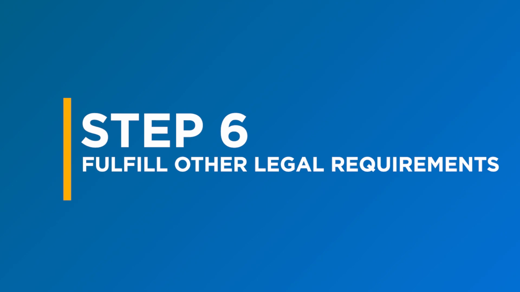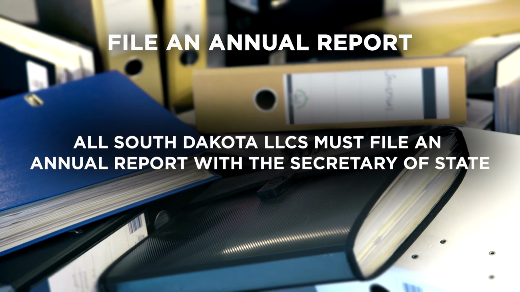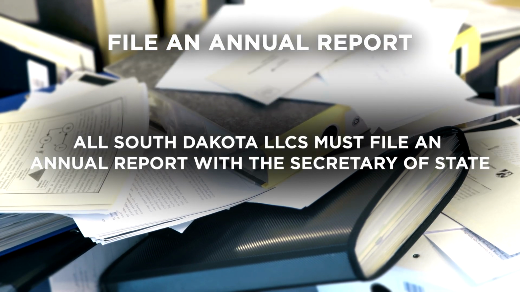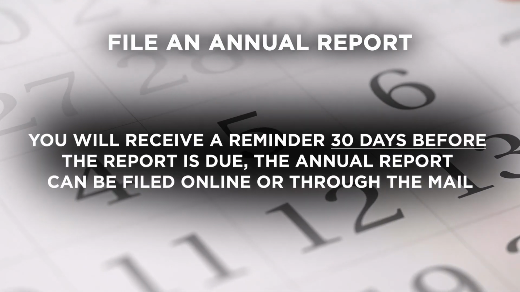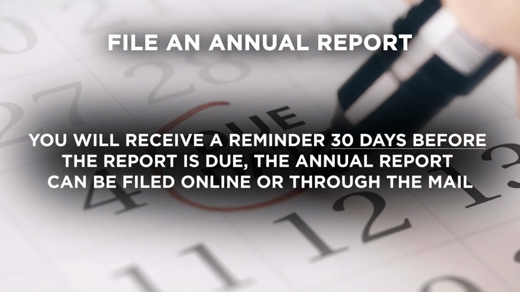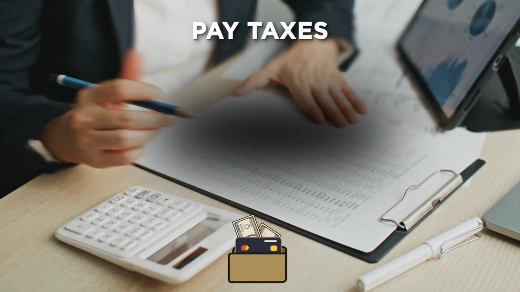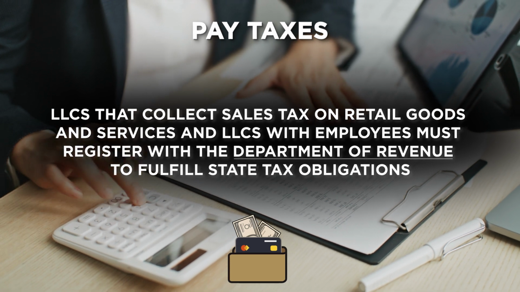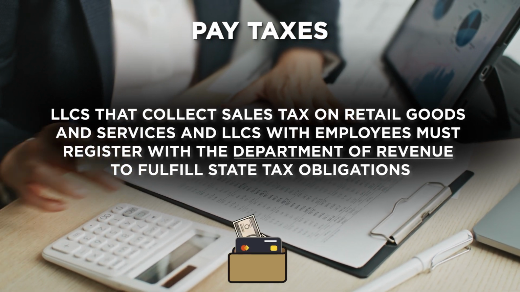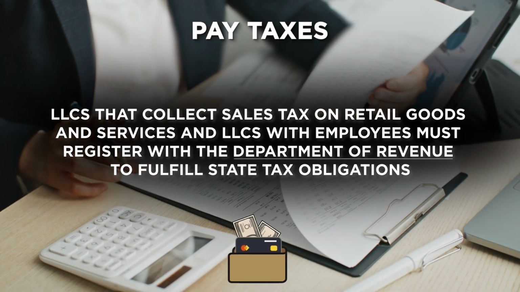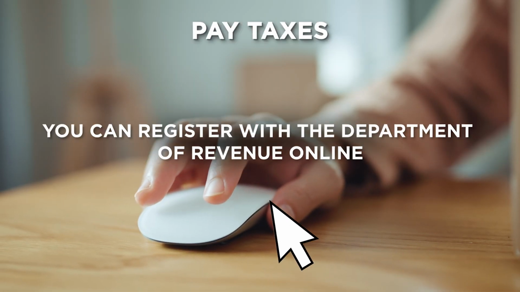Finally, make sure to complete all additional legal requirements. File an annual report. All South Dakota LLCs must file an annual report with the Secretary of State. You will receive a reminder 30 days before the report is due. The annual report can be filed online or through the mail. Pay taxes. LLCs that collect sales tax on retail goods and services and LLCs with employees must register with the Department of Revenue to fulfill state tax obligations. You can register with the Department of Revenue online.